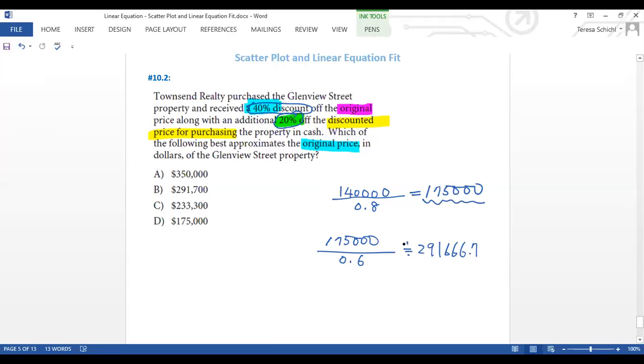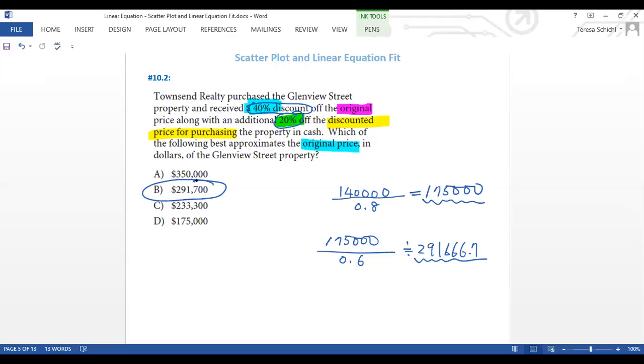So that means my original price. Which one is the closest? This part B here. So that means my original price is about 291,700. Okay, because first I take the 40% discount, right? And then after that, we take another 20%. So this is how we go back to the original price for the certain discounts.